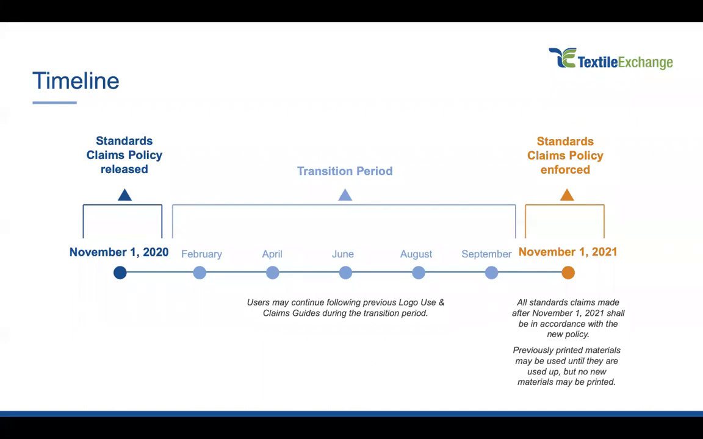And as with a new standard, most of Textile Exchange's new documents, the effective date is now, so it's in place. People can make claims in accordance with the new policy, but the deadline to comply with the new policy is November 1st, 2021. So that means that you've got a full year to make whatever changes you need to make to on-product labeling, to general marketing, to your commitment claims, all of the changes that you'll see in the claims policy.